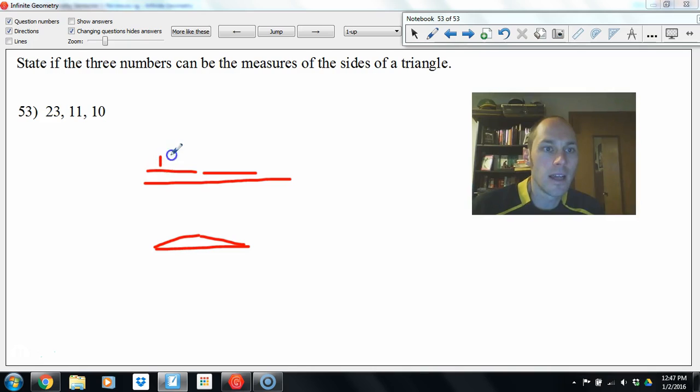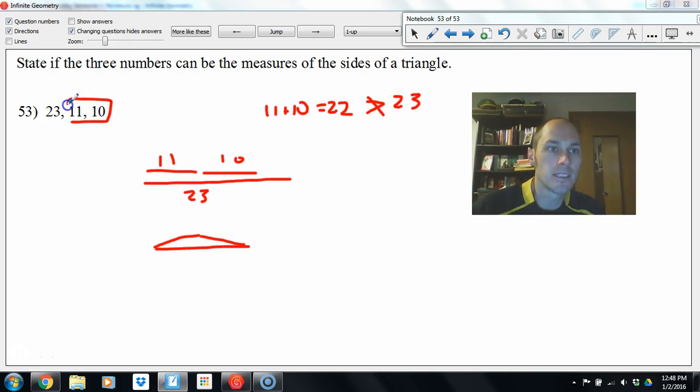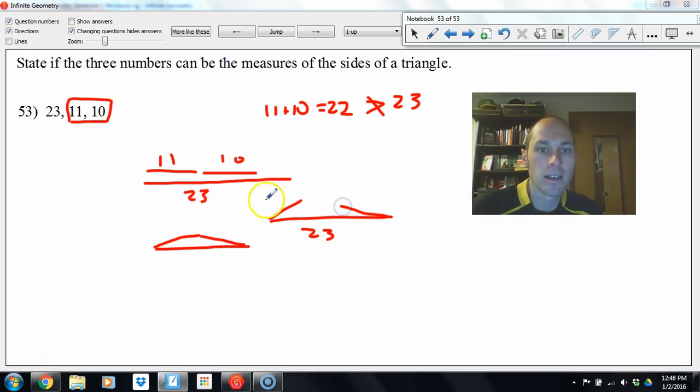So if we have 11 and 10, 3rd side is 23, will we form a triangle? 11 plus 10 is 22, and 22 is not greater than the 3rd side. So always pick the 2 smaller sides. We can try all the sides. 23 plus 11 is greater than 10. 23 plus 10 is greater than 11. But if you just start with the 2 small sides, that's the only one you need to check. So we see that if this side were 23, if we had 11 and 10, there's no way they would meet as a triangle. So no.